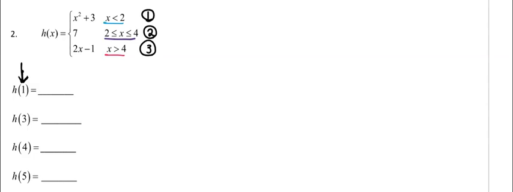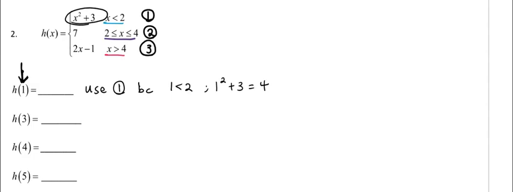It will always only be one piece that you can possibly plug into when you are evaluating a piecewise function, and that is important. There is always only one piece that you can use. You should never be evaluating a piecewise function and plugging your x value into more than one piece. So I'm going to use 1, and I'm using 1 because 1 satisfies that first inequality. 1 is less than 2. So plugging 1 into that first expression, we have 1 squared plus 3, which is 1 plus 3, which is 4.